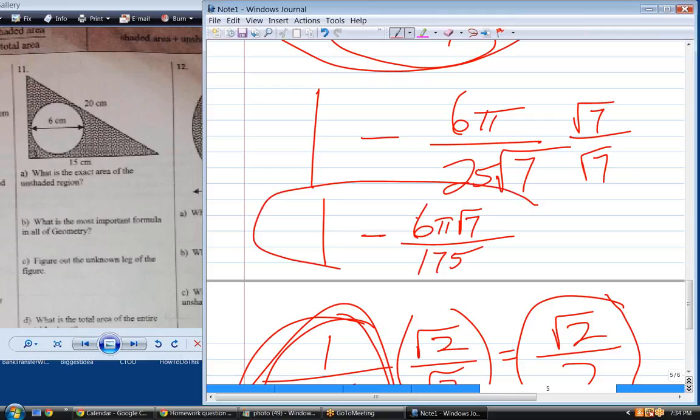Okay. So there is one answer for one of those questions. And then, of course, you can turn that into a decimal. Go ahead and turn that into a decimal. We know we need that. So it's going to be 0.715. So it'd be 72%. Okay.